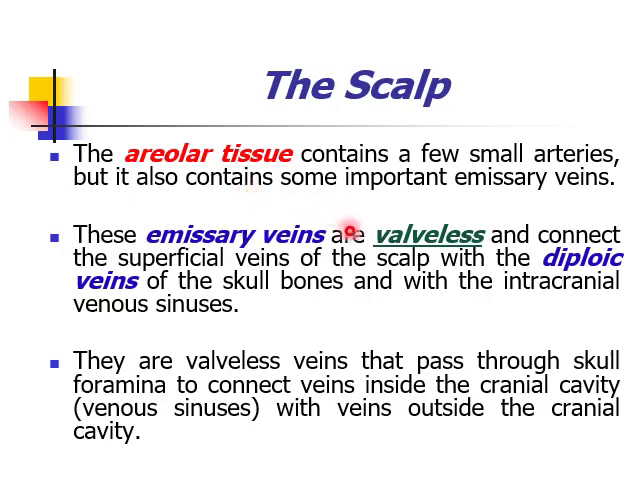And as we said, these emissary veins are valveless veins connecting the superficial veins of the scalp, the ones supplying the scalp itself, the diploic veins, which drain the skull bones, and the intracranial venous sinuses, the veins present inside the cranial cavity. These valveless veins pass through the skull foramina, connecting veins inside the cranial cavity, the venous sinuses, with the veins outside the cranial cavity. These emissary veins have a regulatory function.